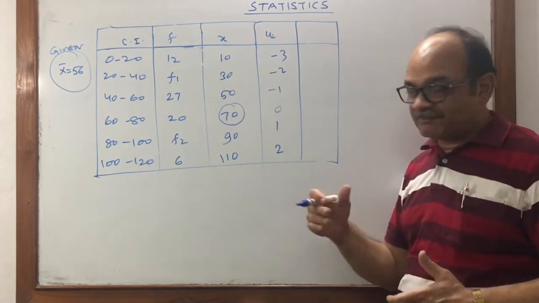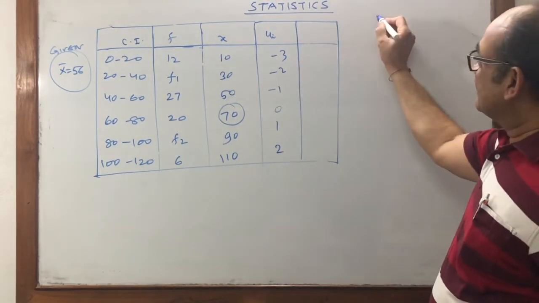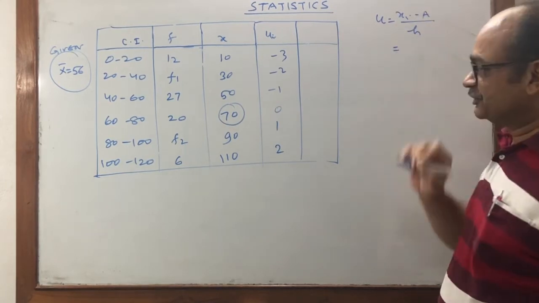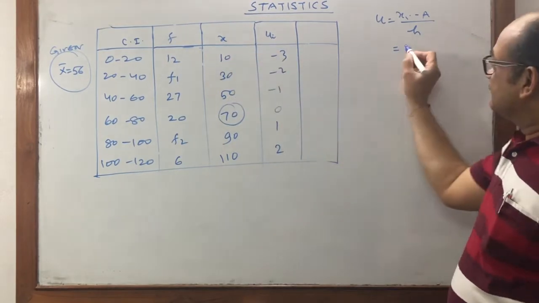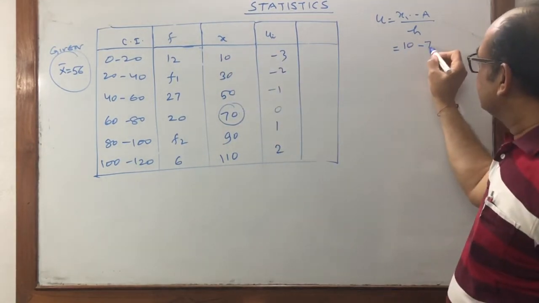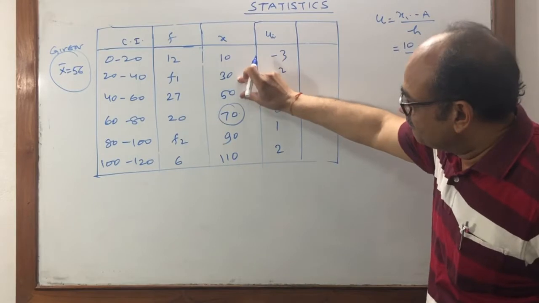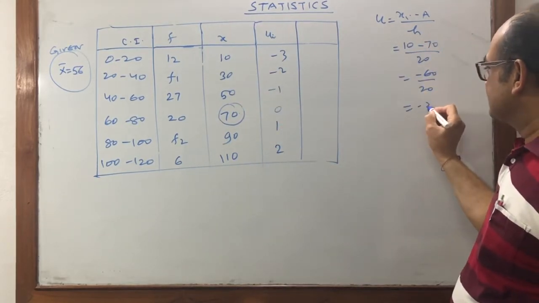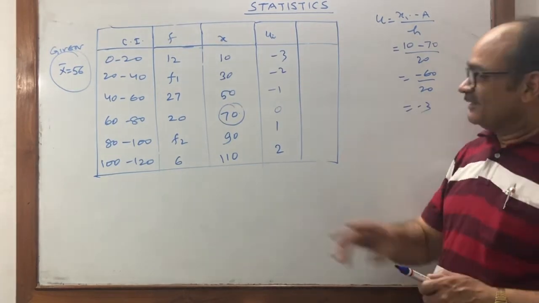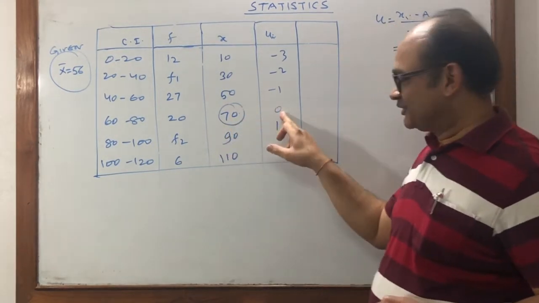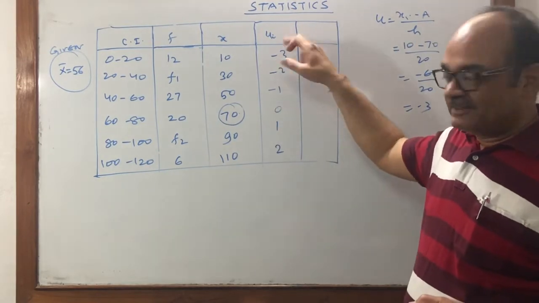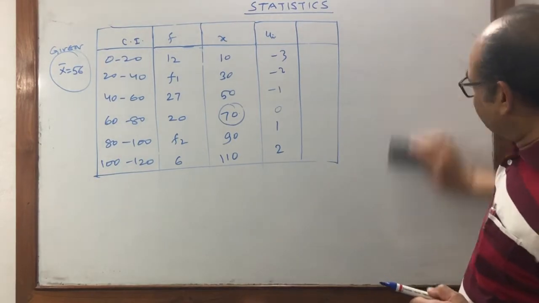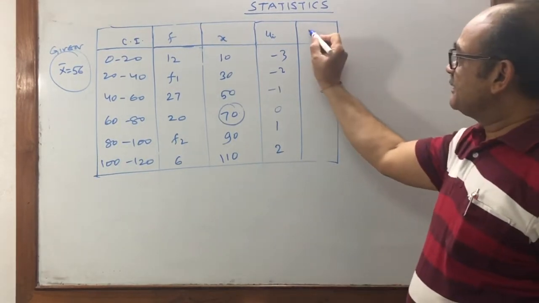If you have no idea why we are writing this, see here, u equals xi minus assumed mean divided by h. For example, xi is 10, A means assumed mean, divided by h means the gap, 20. That's why we are getting -3. But the shortcut is: direct, against the assumed mean write 0, then -1, -2, -3, 1, 2, 3. Easy. So save the time. Now the next step is fu.